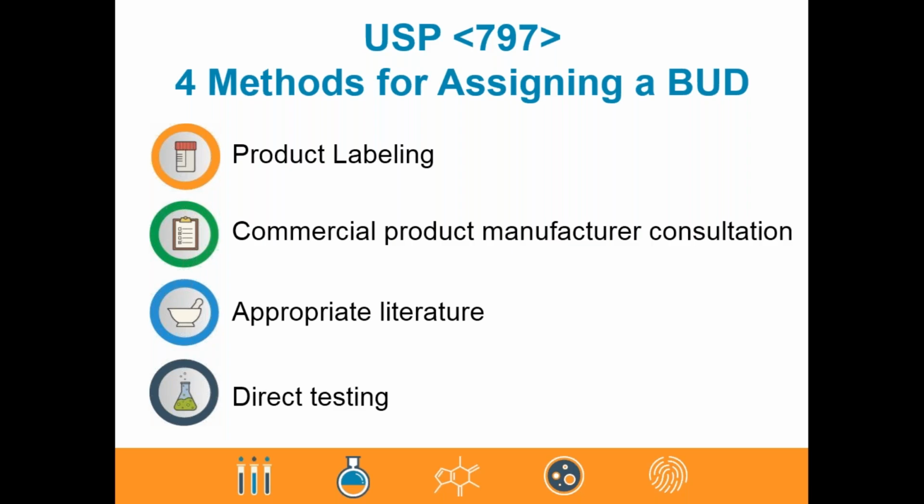And whatever literature or however you assign your BUD, make sure you document that, save whatever data you're using to assign that via literature. For direct testing, USP 797 refers to that as a truly valid BUD and says that stability indicating methods are appropriate when using direct testing for BUD. We'll talk more about stability indicating methods later.